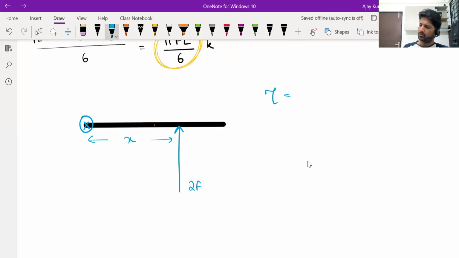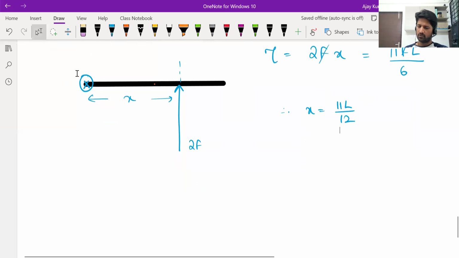Then the torque it produces is 2F into x. Because that x is already perpendicular to the line of action of the force, you don't have to take any components. And we want the torque to be 11FL by 6. That's all. F gets cancelled. You get x as 11L by 12. Okay, so 11 by 12 of the total length.